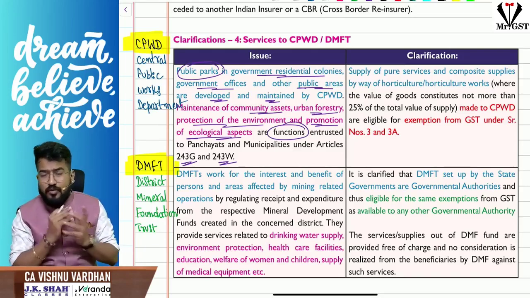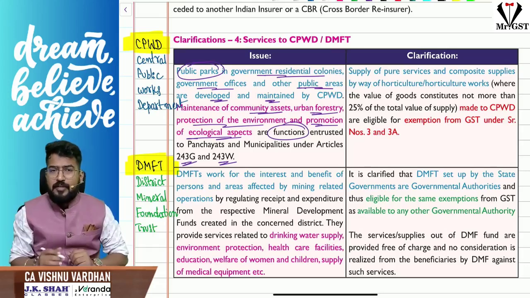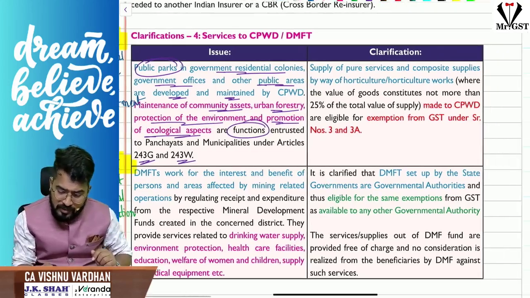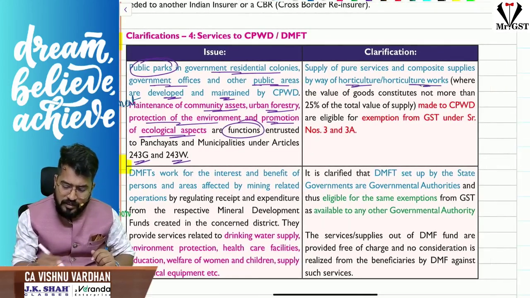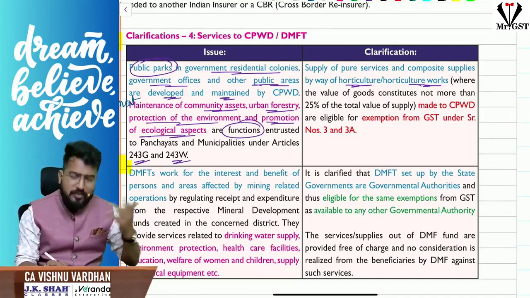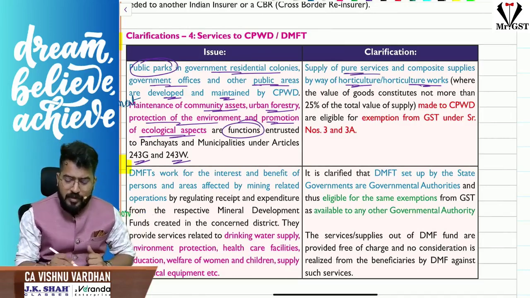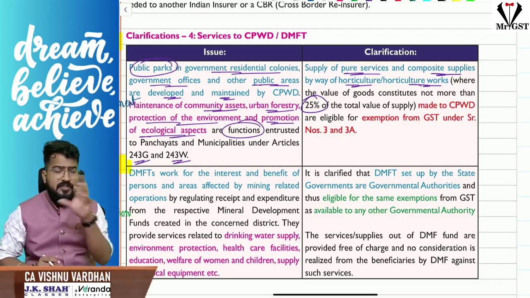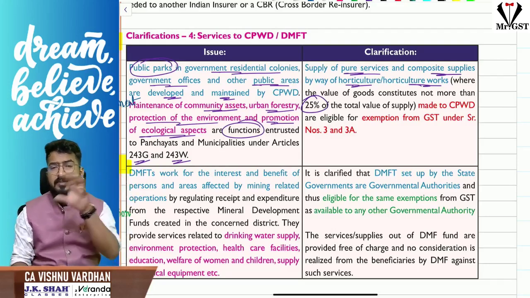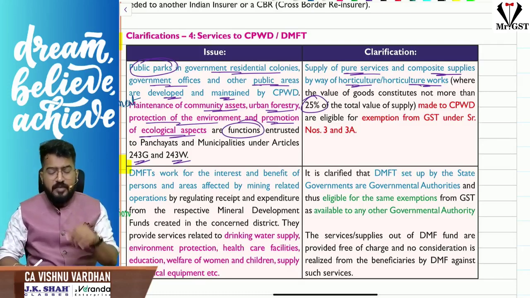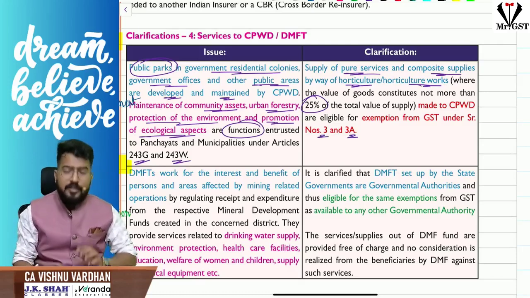Sir, not only government providing services here, but for government, to government. That means, for example, the maintenance of parks, or the horticulture works, etc. These things are outsourced by this CPWD, the department, to outsiders, the private people. So they are providing either pure service or composite supply, where you know that 75-25 ratio, 75% service and 25% worth of goods can be supplied. So in such a way, if anybody is providing services by way of horticulture works to CPWD, sir, these are also covered under entry number 3 and 3A. So it is exempt under GST.